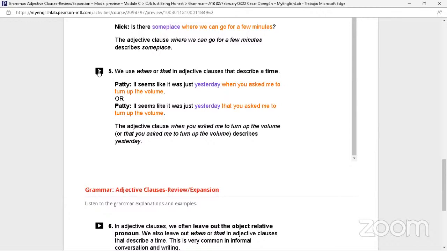Any questions about this? No. And remember, when is very specific, but you can also use that to describe a time. That is very common, but if you want to get into specifics, I would recommend to use when. If you're talking about something in general, I would choose that. But again, the choice is yours. There's no wrong or right here.